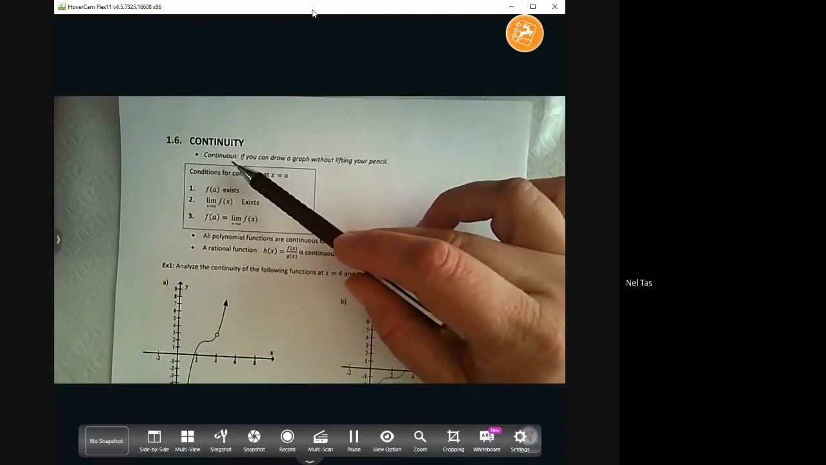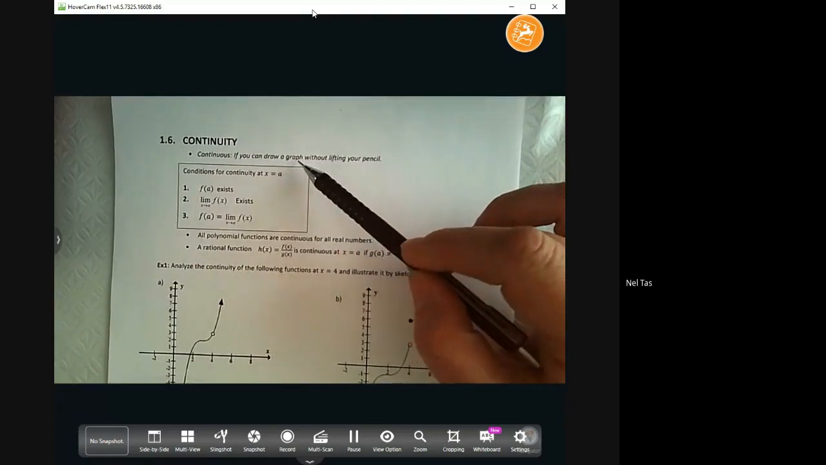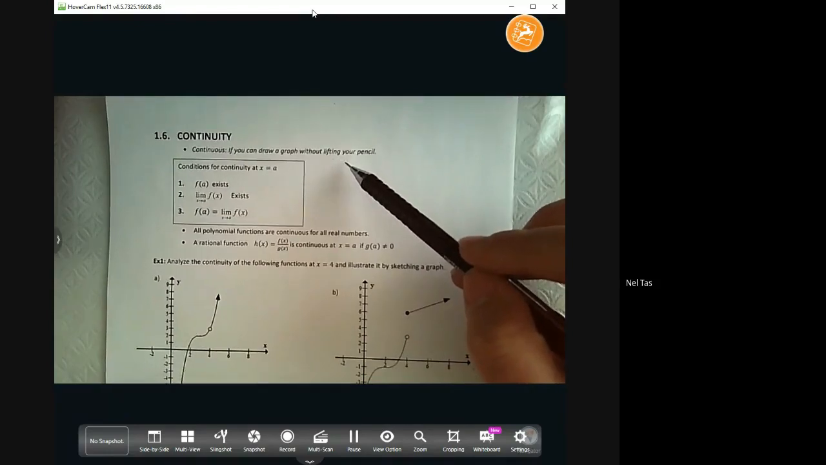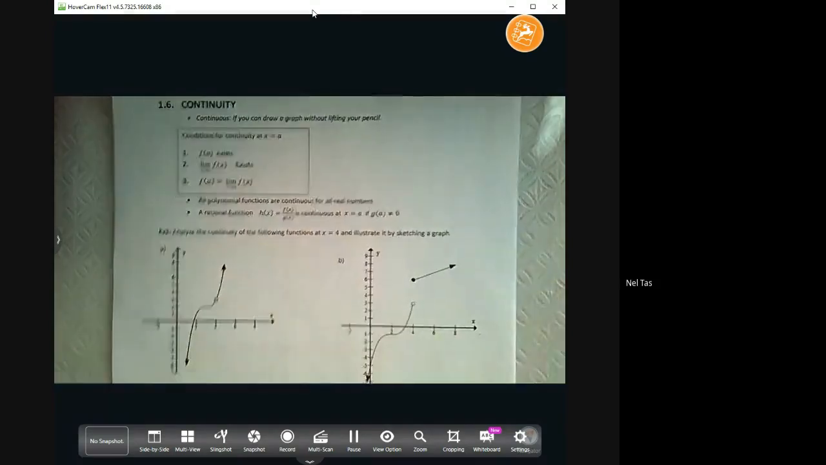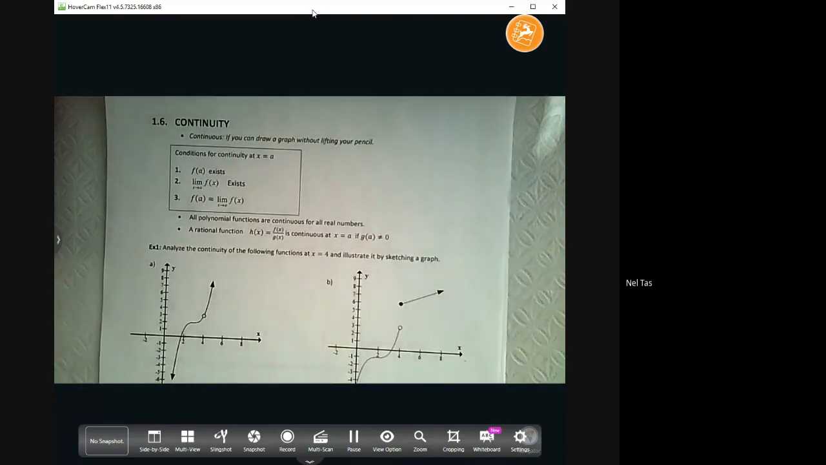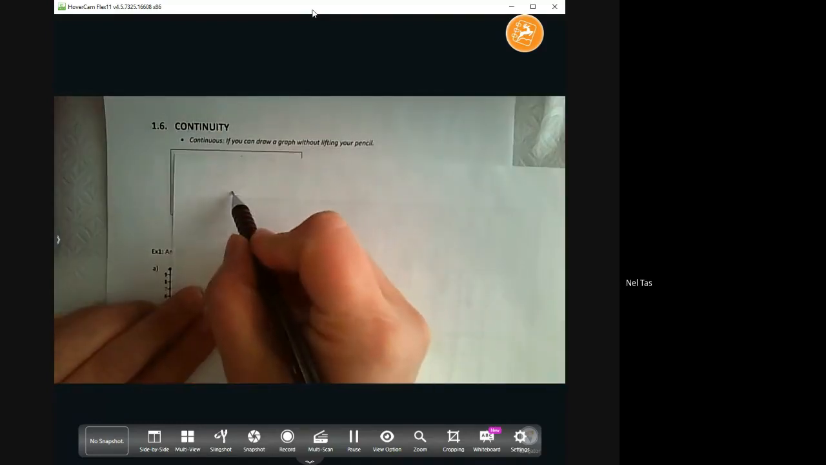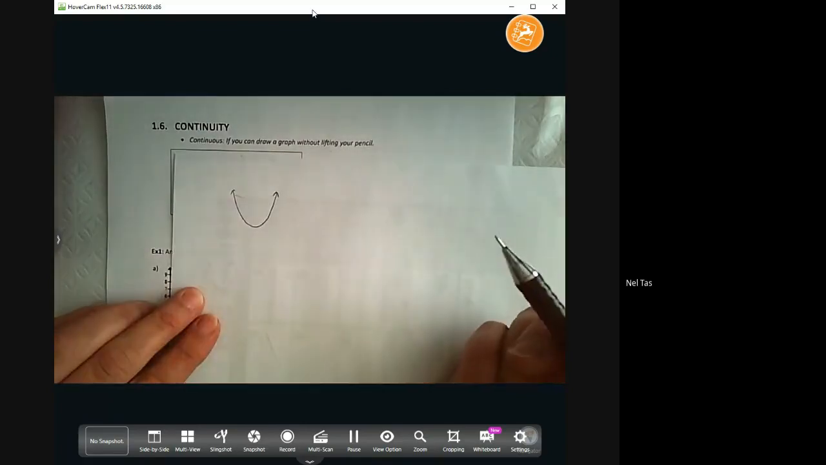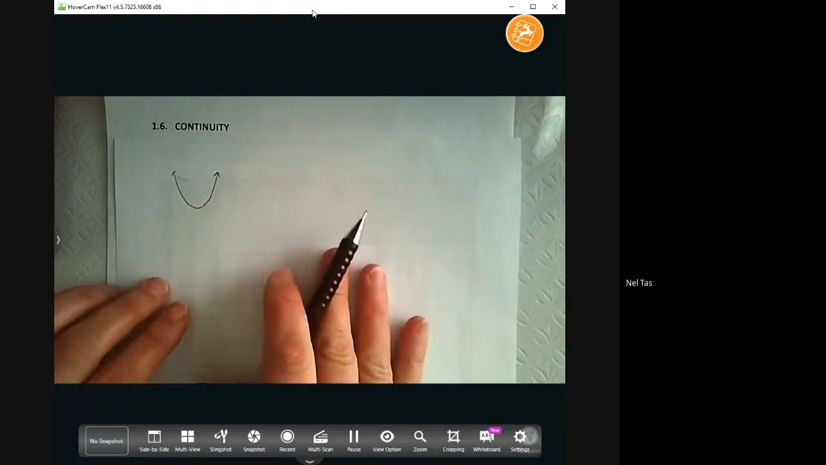Okay, so 1.6 continuity. First of all, what's a continuous function? If you can draw a graph without lifting your pencil, it means it's a continuous graph. For example, when you have a parabola, you can sketch a parabola without lifting your pencil. So it means that this parabola is continuous at all times. But some functions will be continuous for some domain and not continuous at some points.